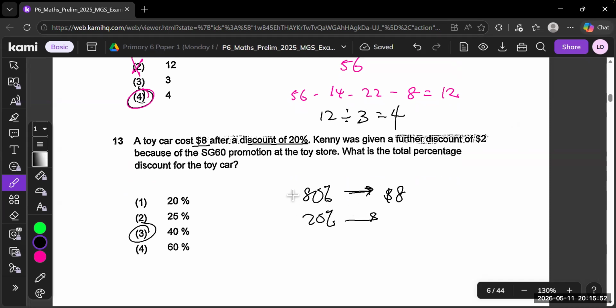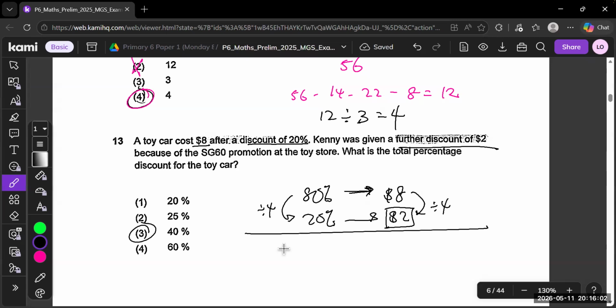So shortcut, jumping, divide by 4, divide by 4. So the discount is $2, the first discount. And then he was given another discount of $2. So what's the total discount? The total discount is $4.